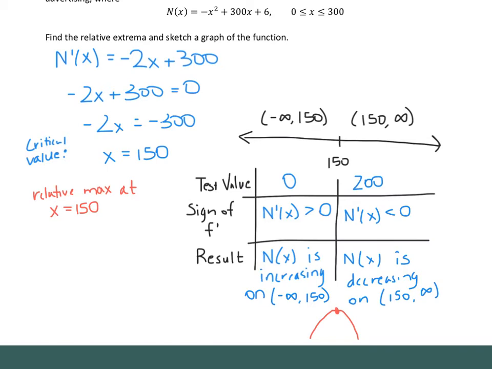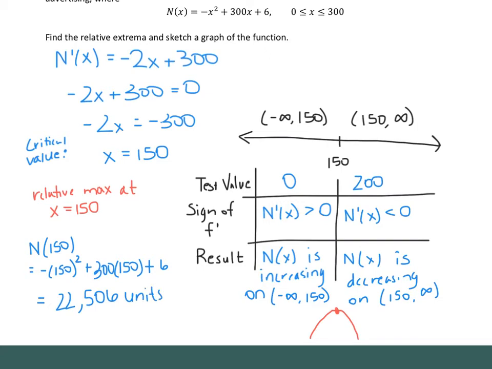To find out what the actual relative max value is, we need to plug 150 into the original function. When we plug 150 into the original function and simplify, we get 22,506. In the context of the problem, that would be units. So after spending 150 thousand dollars on advertising, this company estimates that it'll sell 22,506 units of a new toy. And that is the maximum.